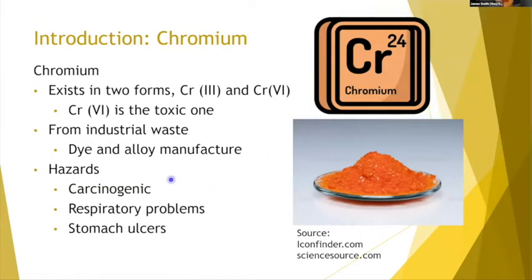So chromium exists in two forms, chromium-3 and chromium-6. Chromium-6 is toxic, and it is known to cause cancer, respiratory problems, and stomach ulcers. It is introduced into wastewater from industrial manufacturers such as dye and alloy manufacture.